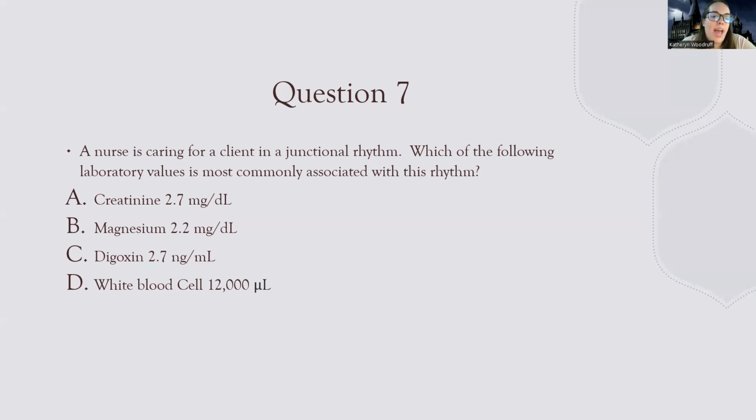And then white blood cell count elevated. So infection, it's possible that it could be associated with junctional, but infection is usually not the common cause of junctional. Usually junctional is the result of too much medication like beta blockers or digoxin. So the best answer here is going to be C for that high toxic digoxin level.